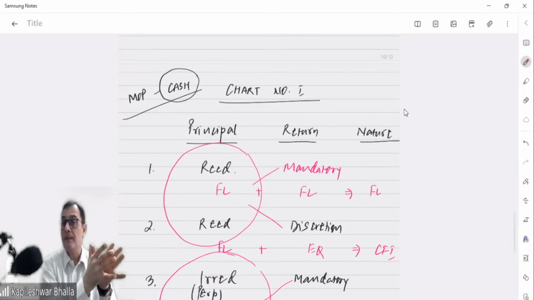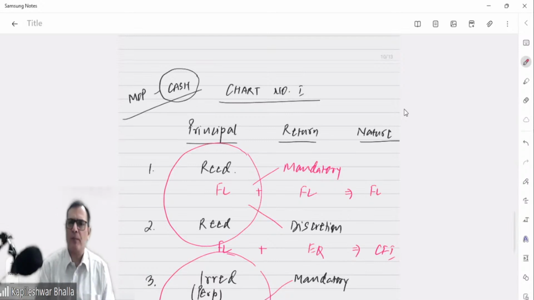You cannot say it's a financial liability. That's what my chart number 1 is telling me: that if the mode of payment is cash, you cannot say it's a financial liability, because in step number 2, I made it very clear that if there is a mode of payment cash, you need to consider whether it is mandatory or discretionary. So for the principal, I didn't use the word mandatory. For the principal, I use the word redeemable, because when I say redeemable, it indicates mandatory redemption.